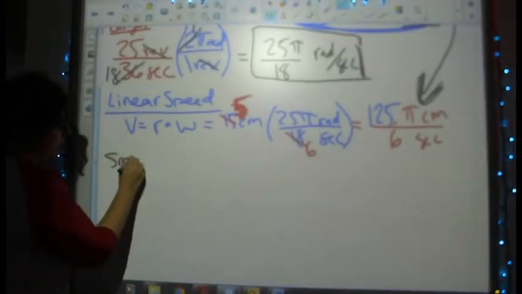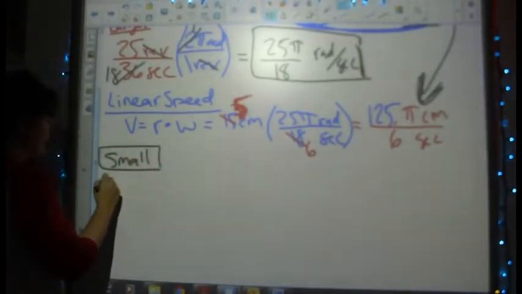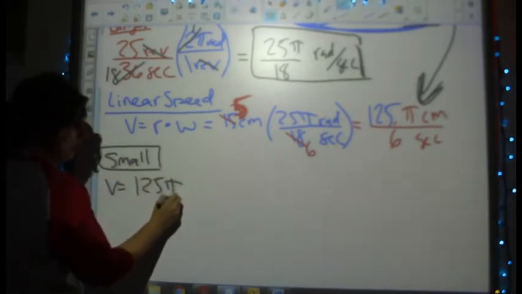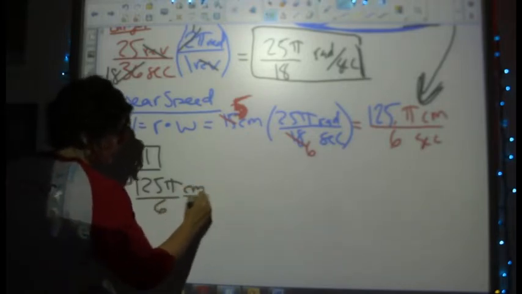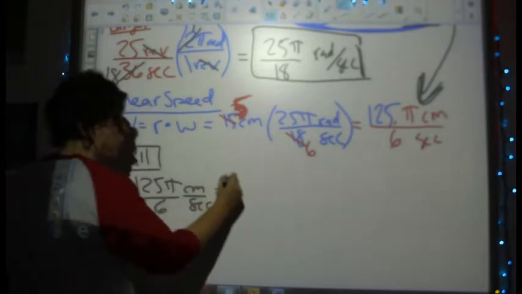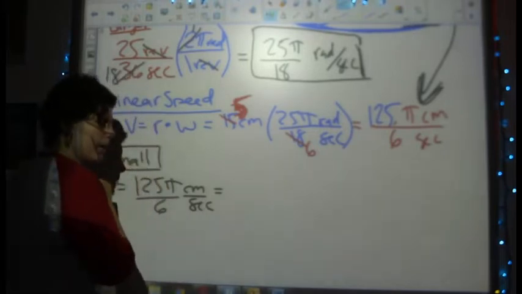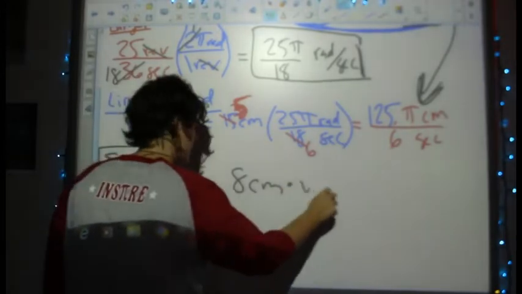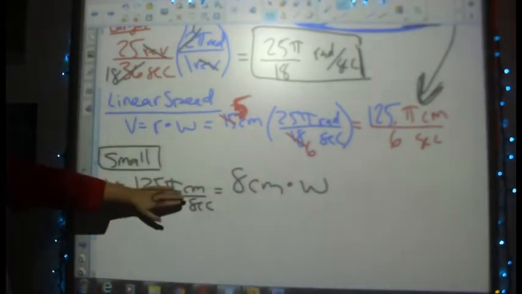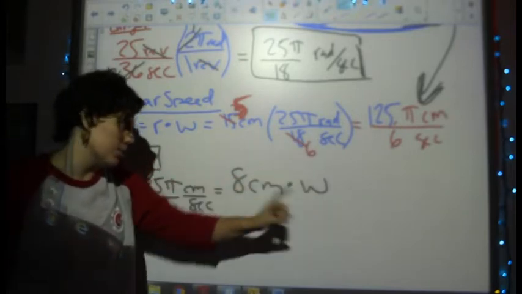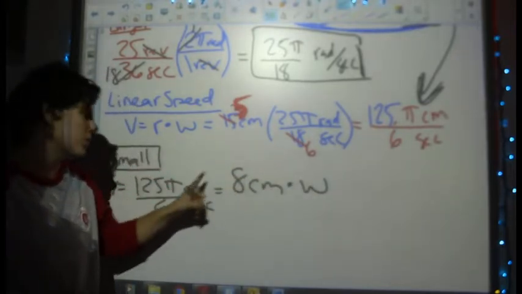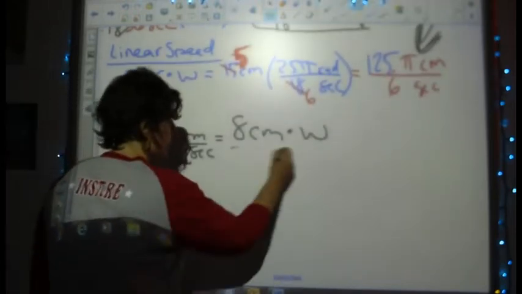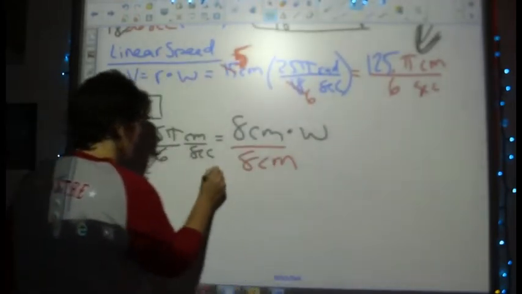So for the small pulley, we have the same linear speed. The linear speed is still 125 pi over 6 centimeters per second. I don't know the radius. Oh wait, I do know the radius. What was the radius? That's right, 8 centimeters. But what I don't know is the W. So here I have the linear speed equals 8 centimeters times W, and this time we have centimeters on both sides. So all I have to do is divide by my 8 centimeters.